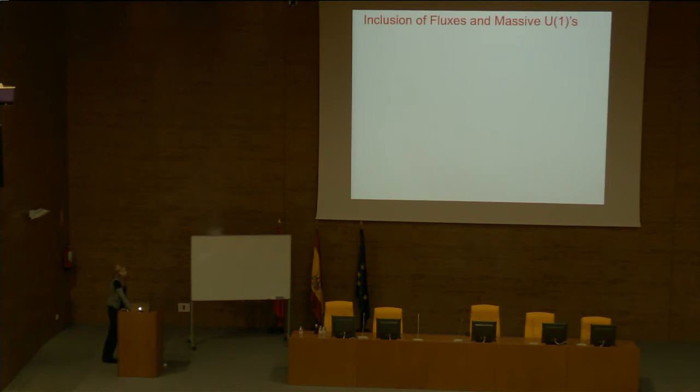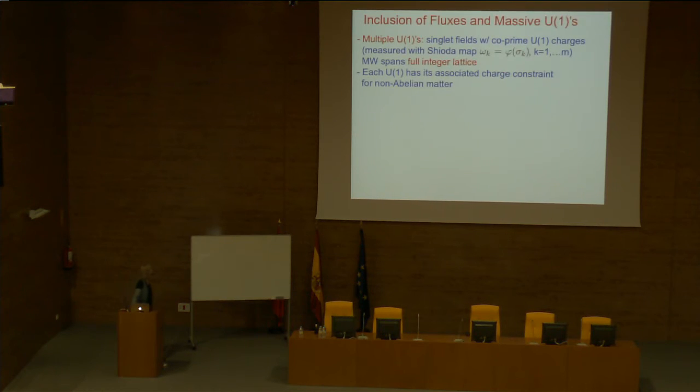Okay. One issue that one can ask oneself: I used completely geometrical arguments to determine constraints on matter representation and the global symmetry structure. How about if we had fluxes in this construction and some of the U1s become massive, which is typical, for example, when we go down to 4 dimensions. So in the presence of multiple U1s, we expect to have, again, our measure sticks, namely singlet fields with co-prime U1 charges that are measured with the Shioda map associated with each U1 generator. So each U1, as a consequence, would be associated further with charge constraints on non-abelian matter along the same lines I presented for the U1 cross non-abelian factor.